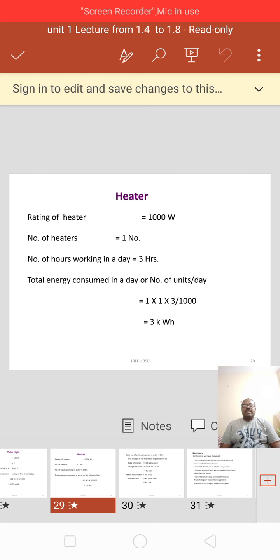Now for heater, rating of heater equal to 1000 watts, number of heaters used is 1, number of hours working in a day 3 hours, total energy consumed in a day, or number of units per day, equal to 1 into 1 into 3 by 1000, that equal to 3 kilowatt hour.